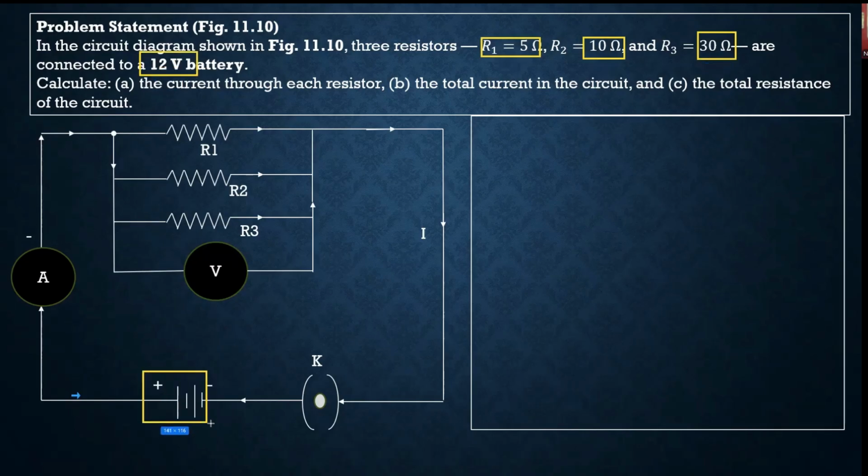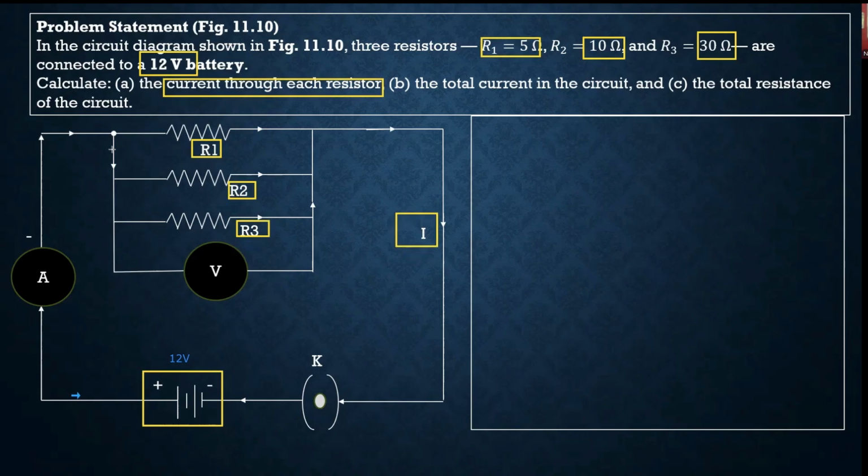This is a 12 volt battery. And what is it asking? It is asking for the current through each resistor. You have to find the current through each of them. Because this is a parallel combination, the current will be different through R1, R2, and R3.